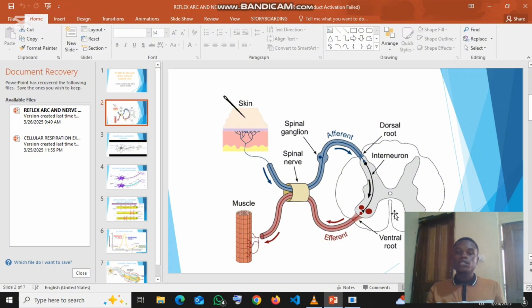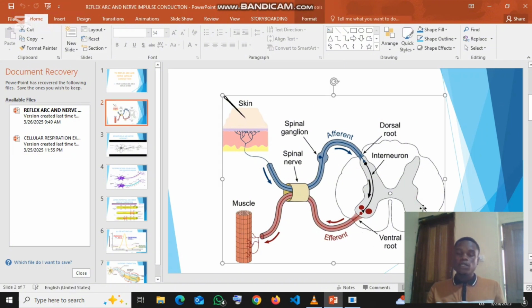So what happens is that the central nervous system has processed. Now, in the central nervous system, precisely the spinal cord, the interneuron or the relay neuron will carry the processed information and transmit it through the ventral route and through the efferent pathway. The motor neuron now will carry the information and bring it to the muscle so that an effect can take place, so that the muscle can contract and the skin is pulled away from that stimulus.